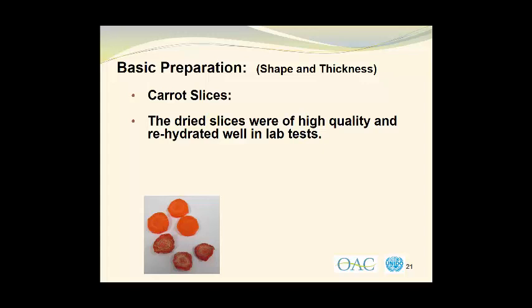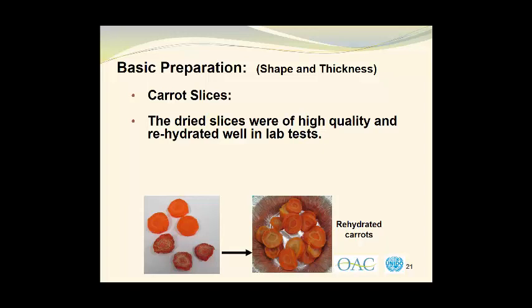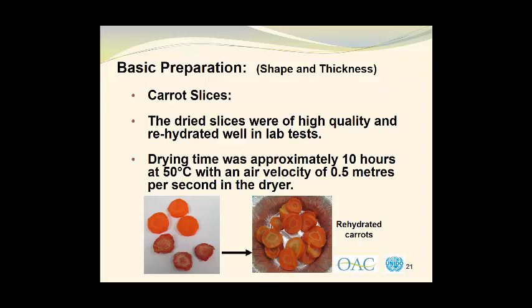So what we did was we took the dried slices, which appear in the bottom of this photograph, and soaked them in boiling water for a short period of time and looked at them after they were rehydrated, and they formed a nice, plump, soft carrot slice which was quite similar to the original carrot slice. The drying time was approximately 10 hours at 50 degrees Celsius with an air velocity of 0.5 meters per second in the dryer.